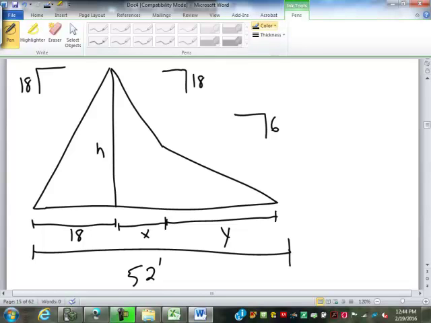Okay, so first piece of information we need here is what? X plus Y equals 34.